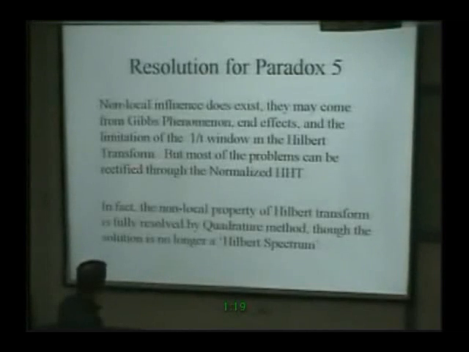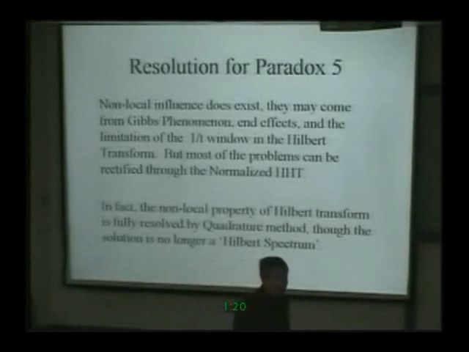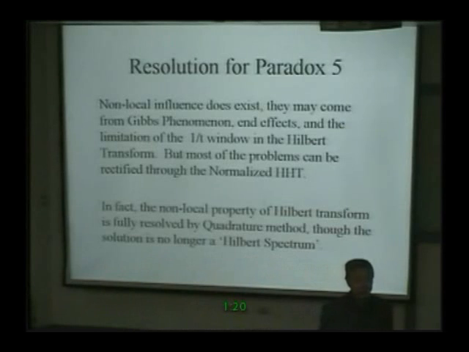But this is a pretty narrow window. In fact, the non-local property is fully resolved by quadrature. If we get the IMF, and after we normalize it, then what do we do? Instead of using Hilbert, I use quadrature. Quadrature is exactly local, right? I have the function, I compute the quadrature, and after I have the quadrature, I take a derivative of the phase, and that's extremely local.